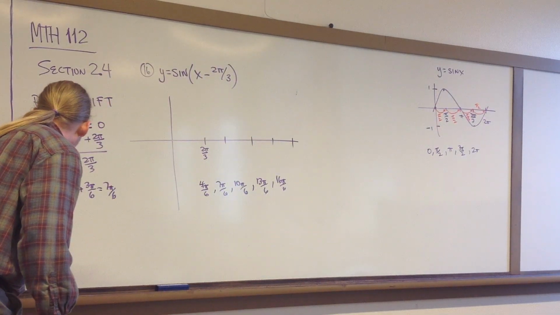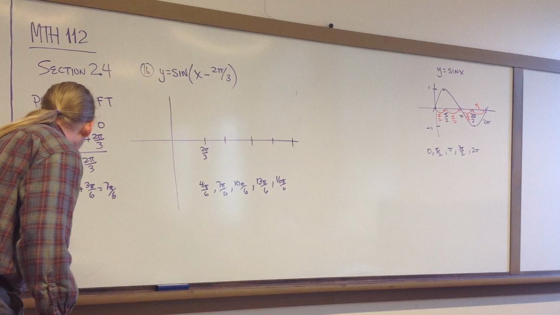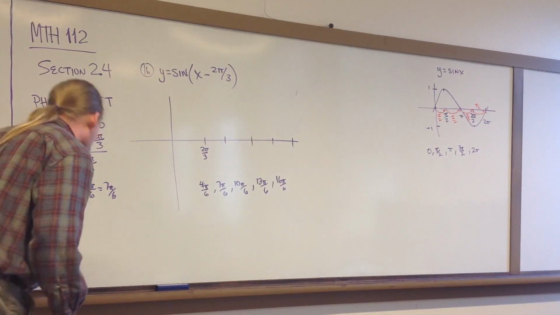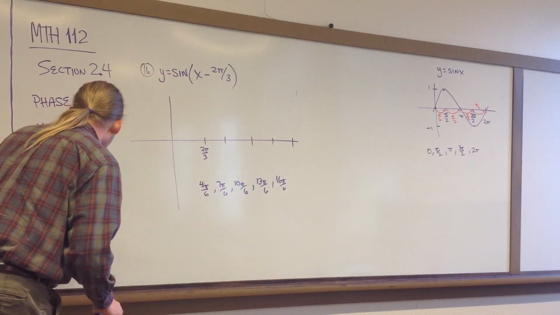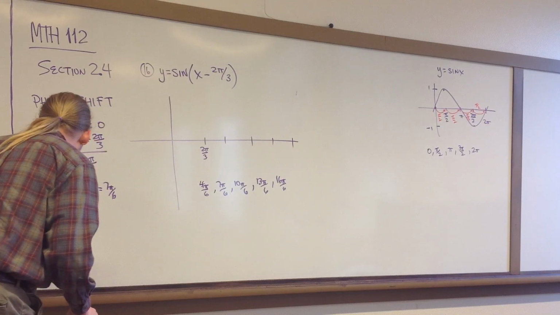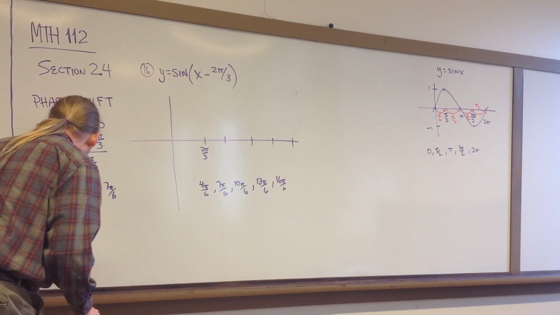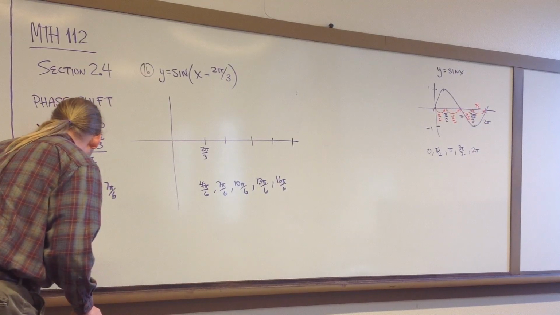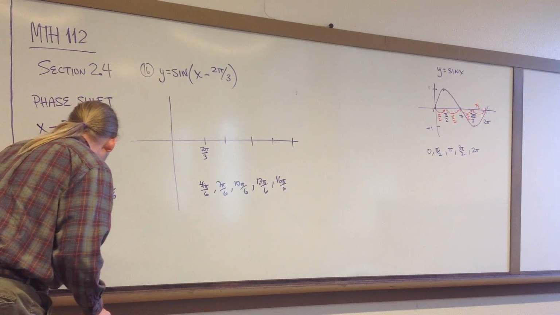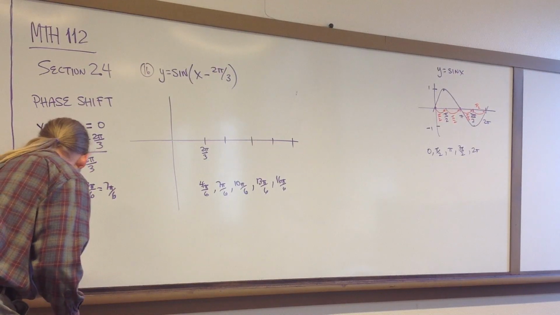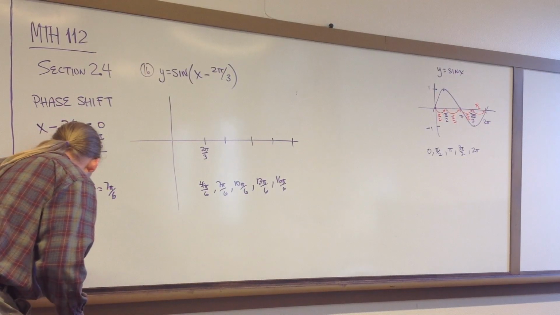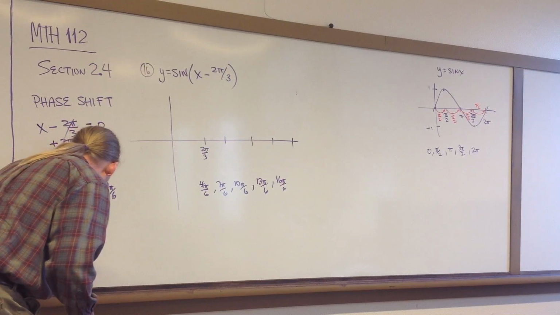So let's see here. I'll go ahead and do that work. 7 pi over 6 plus pi over 2 equals 10 pi over 6. And then add on another pi over 2. There's our 13 pi over 6. And then one more, 3 pi over 6. And there's our 16 pi over 6.